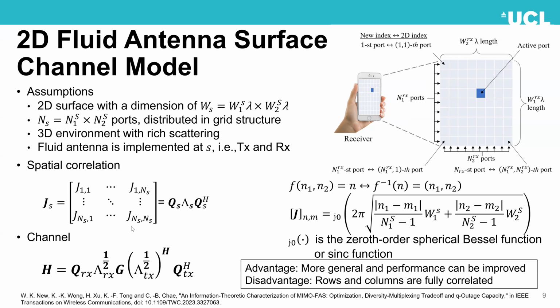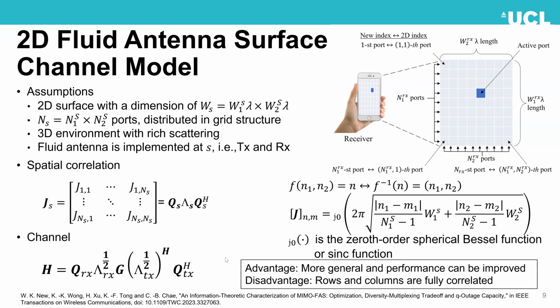So with the spatial correlation matrix, we can now model the channel, okay? The channel can be computed using this equation here. To the left of G, this is related to the spatial correlation at the receiver side. And to the right of G is related to the spatial correlation at the transmitter side. And G here is a circularly symmetric complex Gaussian random matrix.